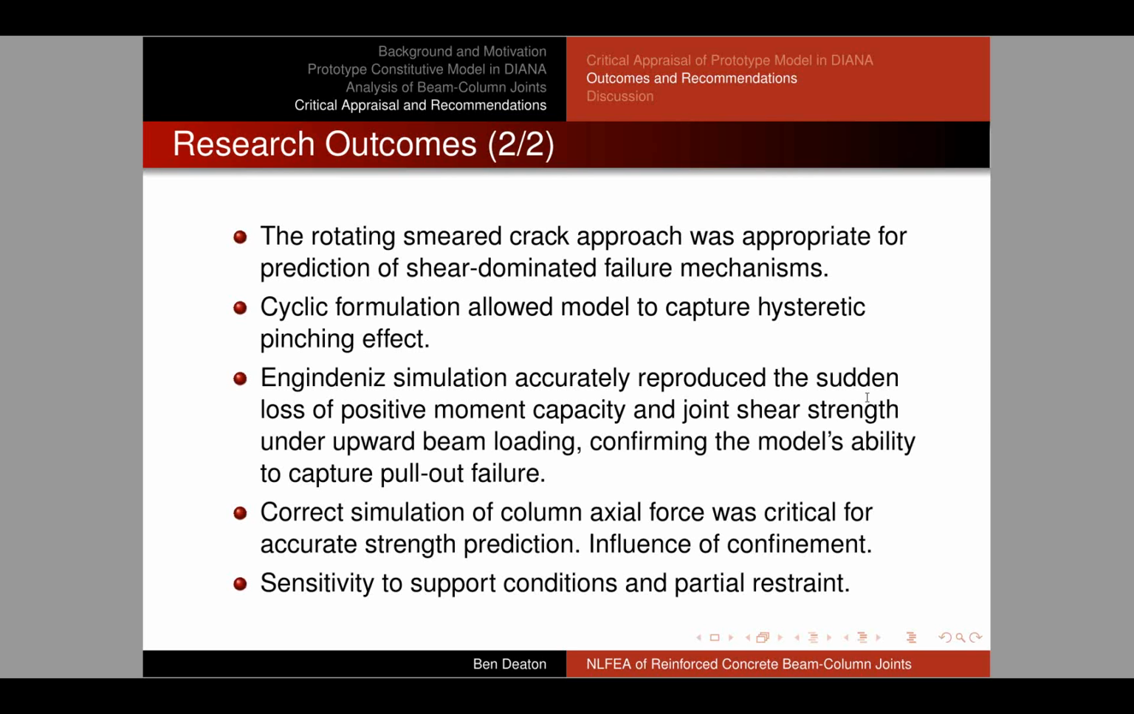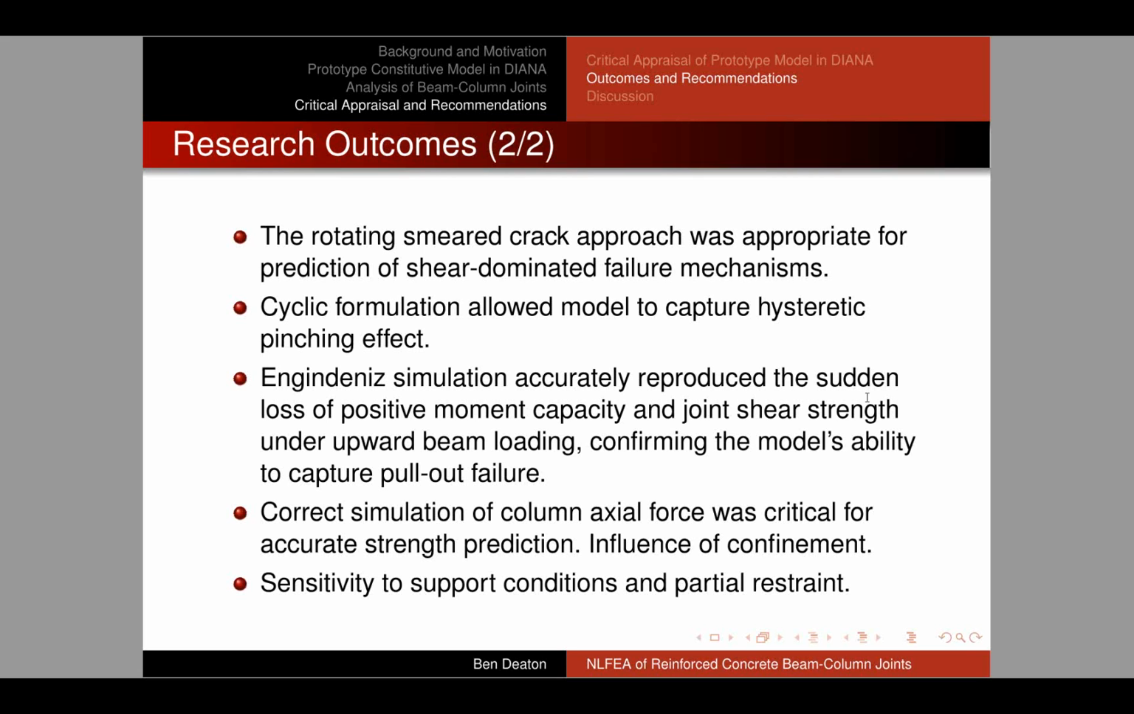As I mentioned before, the model in Diana can account for the influence of confinement on the strength of concrete. So the model is sensitive to this, but when I modeled the column axial force correctly, the capacity was very close, again a very encouraging sign that we have a very capable model that is being used appropriately in this case, right? If the column axial force is decreasing, we would expect its shear capacity to decrease because it's not as well confined, and we saw that effect very closely captured.